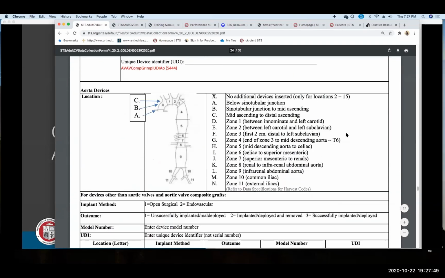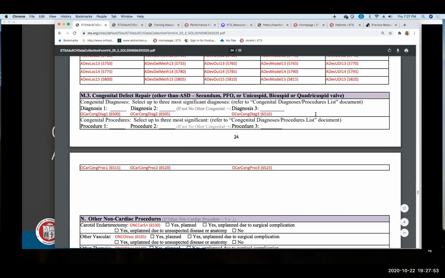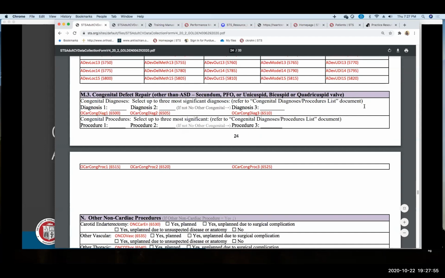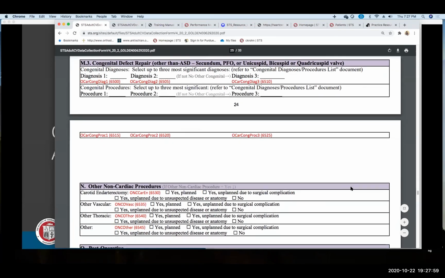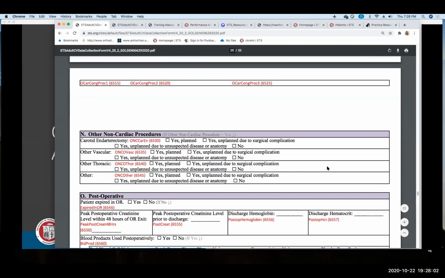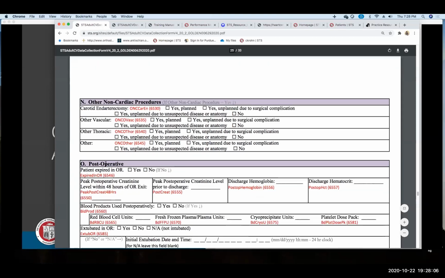And then our device section for the aorta, which isn't very exciting. We capture the congenital defect repair, and we use the same list of diagnoses and procedures that's found in our congenital database, which is really quite a long list. And then we capture things like carotid endarterectomies or other vascular or thoracic procedures.